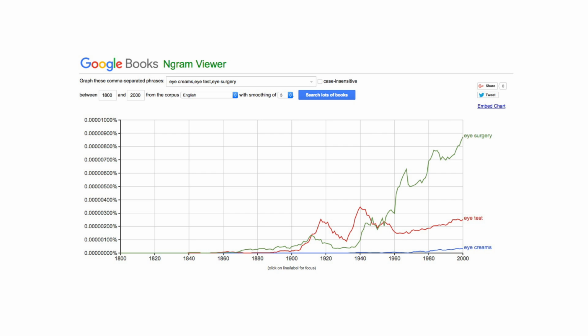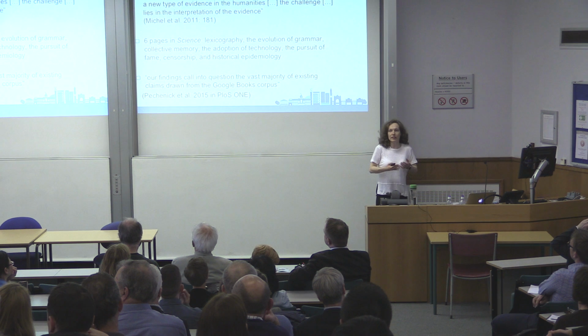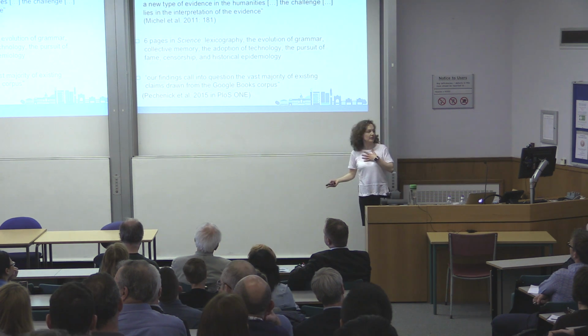Google Ngram. That is something that is becoming immensely popular. So what you can do is you can take some of those combinations of words that we had in the concordance, so you can take eye surgery, eye test, eye creams, and see how the frequency of these collocations has developed over time. So eye surgery is much more frequent than eye tests and eye creams, and you can also see how that developed over time. However, it's very important to then be quite critical about just looking at frequency data like this.